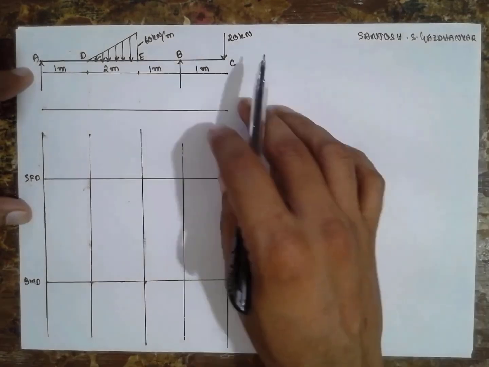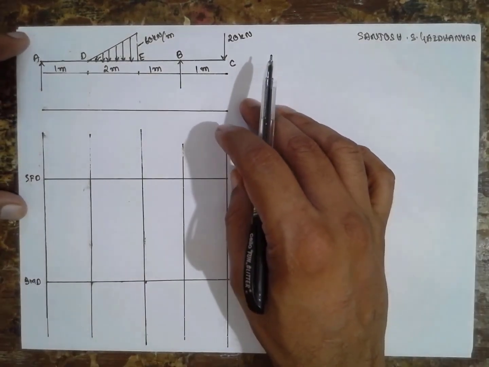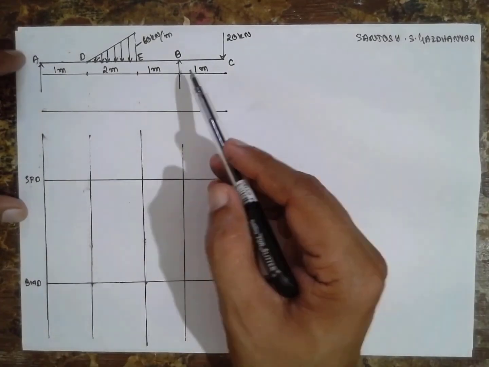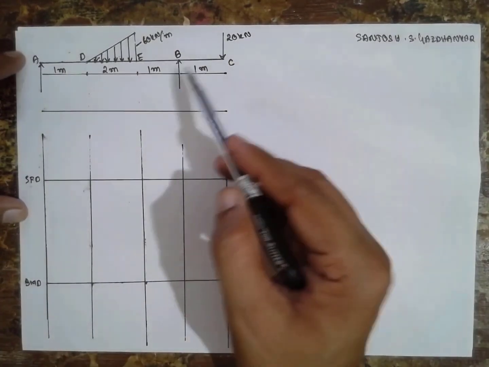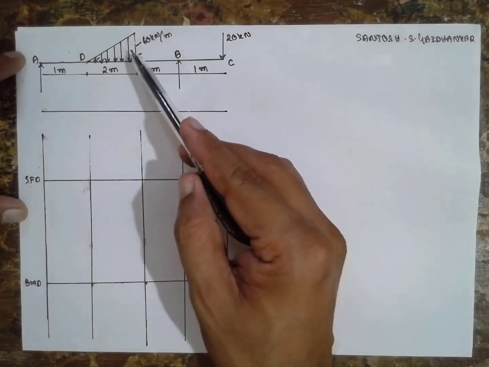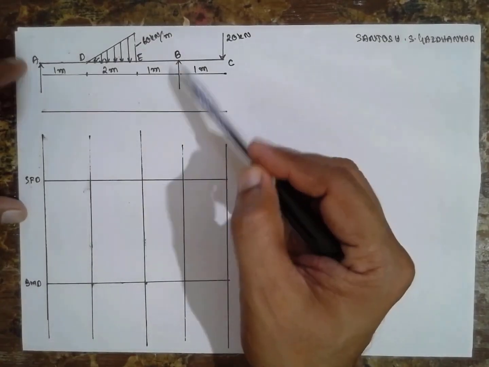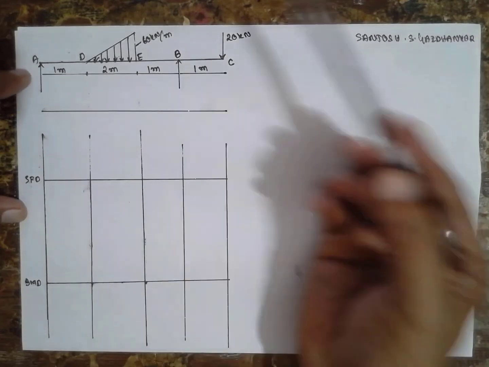Today I'm solving a problem of strength of material or mechanics of material. This is a problem of SFD and BMD. We have to solve the SFD and BMD of this problem. Here a UVL is provided with a point load and the two reactions. You have to find out that part.